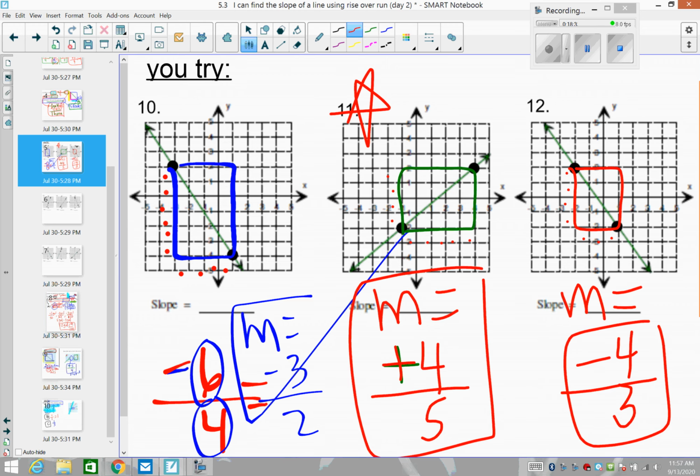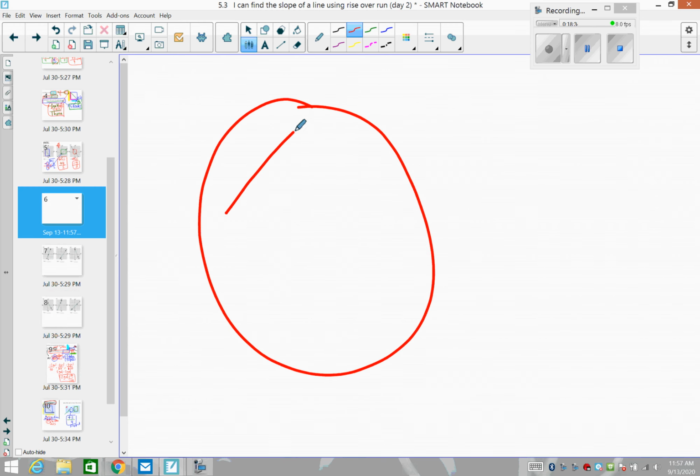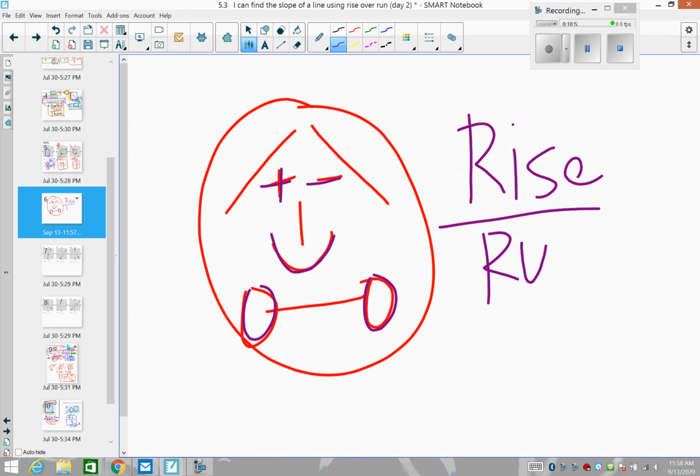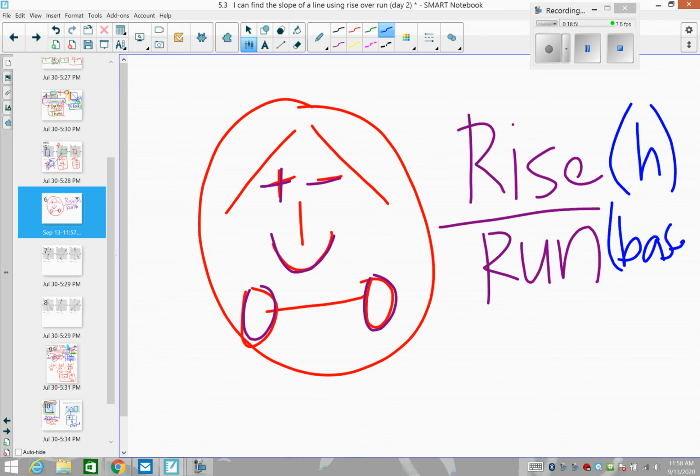So in summary for today, those are the four types of things that can happen: positive, negative, undefined, and zero. And then we also talked about how to analyze situational slope. When we have gas coming out of a tank, what does it mean? Remember, everything is measured by rise over run. In my little analogy of the rectangle, it's really the height of the rectangle over the base of the rectangle. Just a quick little tidbit.